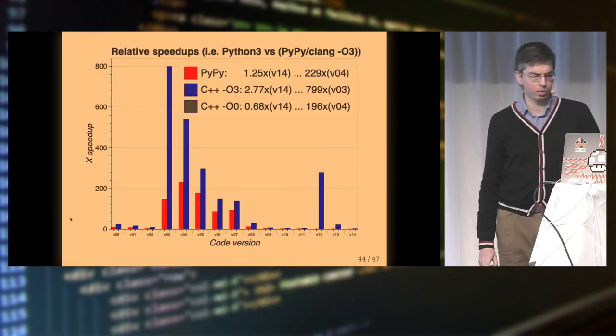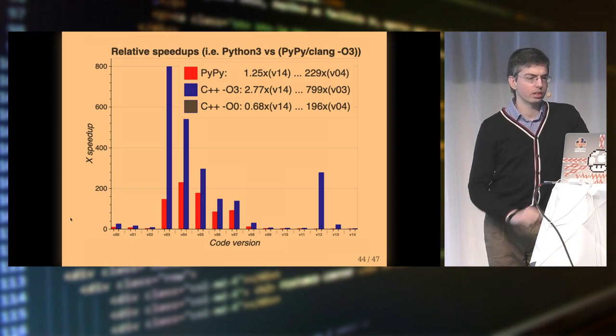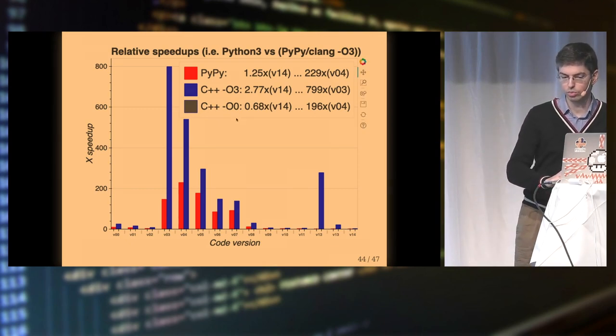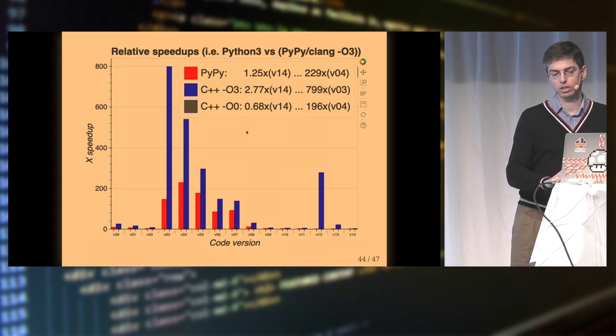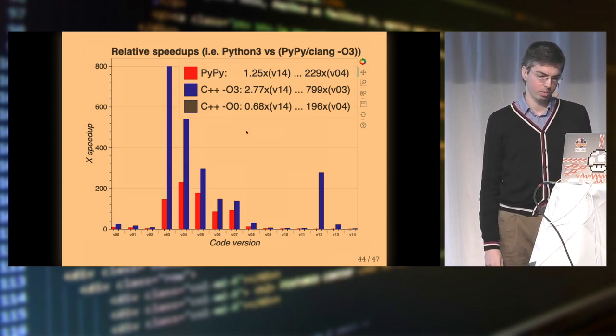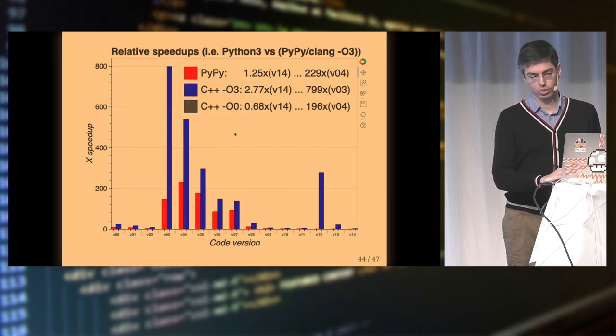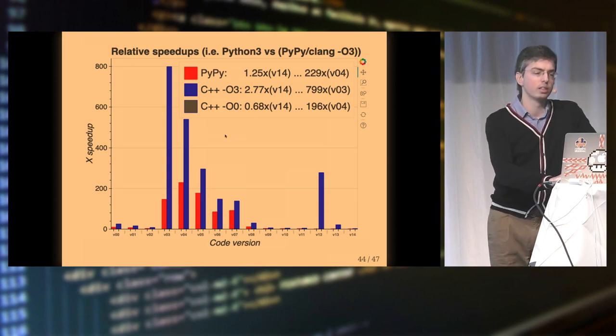This is the last plot I'm going to show. I also wanted to add C++ without using optimization flags, because this way we can see that PyPy is actually quite good even compared to C++. For some optimizations, PyPy was faster than C++ without the aggressive optimization flag.